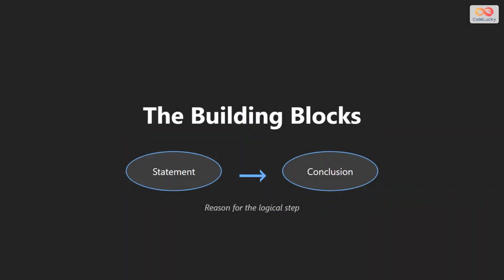Every flow proof is made of two simple building blocks. The first is an oval or box, which contains a statement of fact. The second is an arrow, which points from one statement to the next. Critically, below each arrow, you must write the reason, the definition, postulate, or theorem that justifies that logical step.